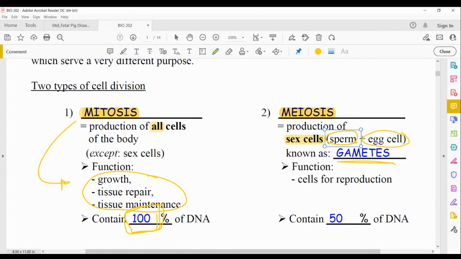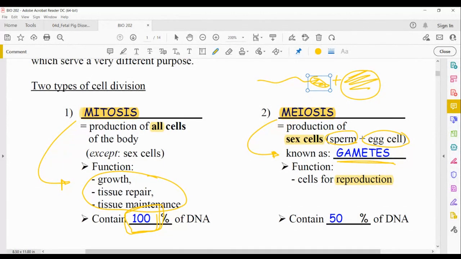When we talk about sex cells in general, without specifying, are we talking about sperm or egg? That's the term that we tend to use. And of course, the main role of sex cells is going to be reproduction. And we remember that unlike with what we saw with mitosis, now we're going to have one sperm cell and one egg cell that are going to fuse together, and that's going to result in a new individual.